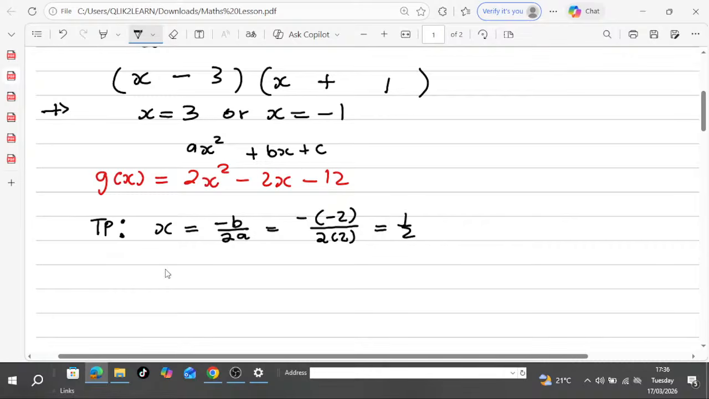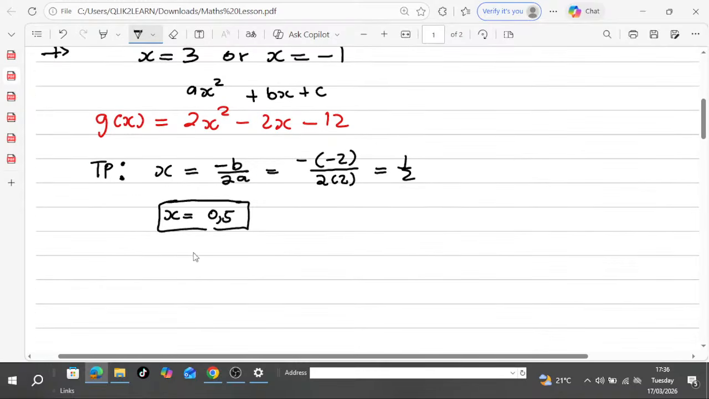Right, so the x coordinate is 0.5. Now that you have the x coordinate of the turning point, how do we find the corresponding y value? To find the corresponding y value, we have to substitute that 0.5 in the original equation. So I'm going to take this equation and find g at 0.5, or g at half.